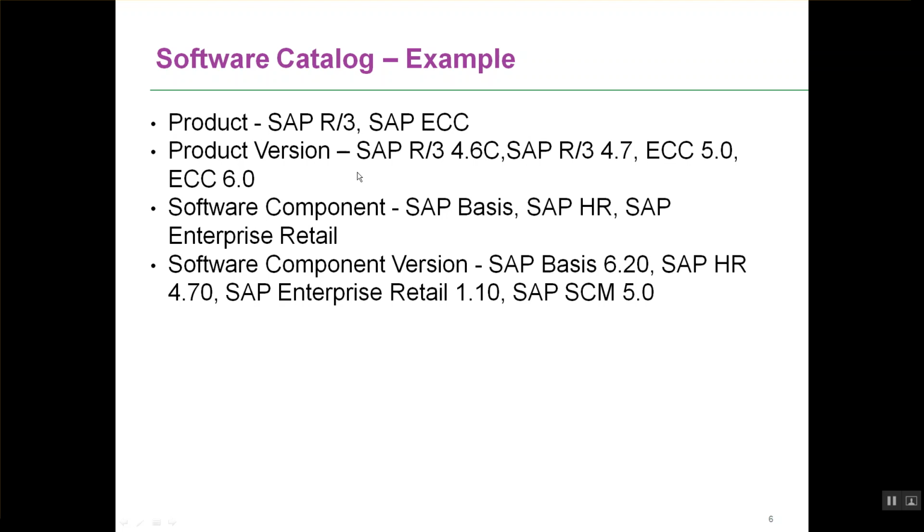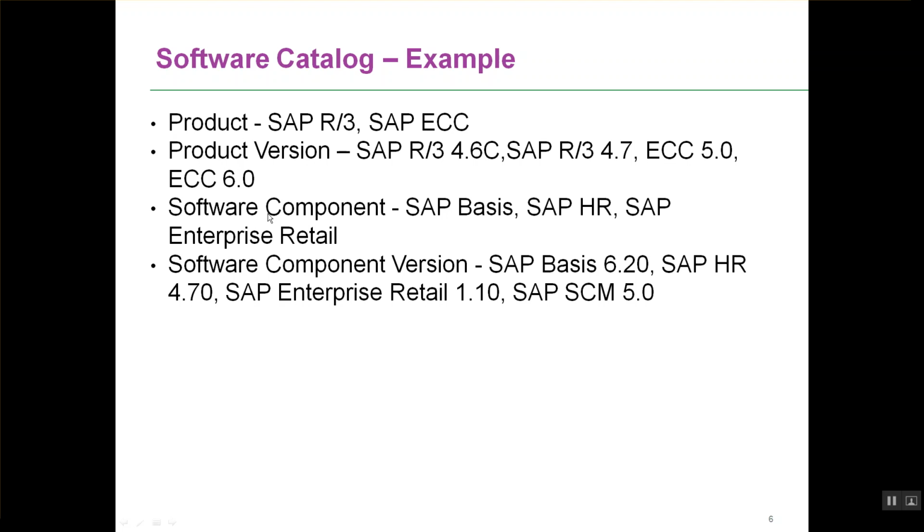What is a product version, then, you might ask? SAP R3, if you remember, had multiple versions. SAP R3 4.6c, SAP R3 4.7, SAP R3 4.7b, and so on. SAP ECC also has multiple versions, ECC 5.0, ECC 6.0, and so on. So an SLD will give you information around what all products are installed in the landscape and what are the various versions of these products that are being used, right? Now, so far so good.